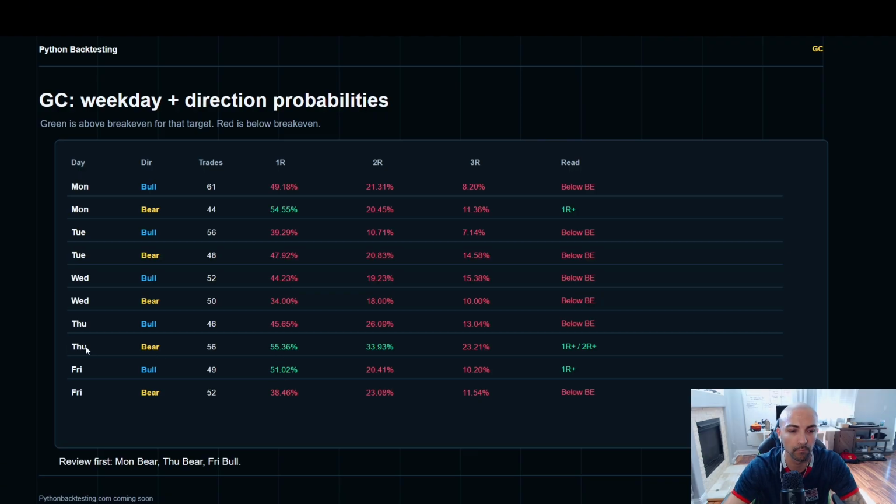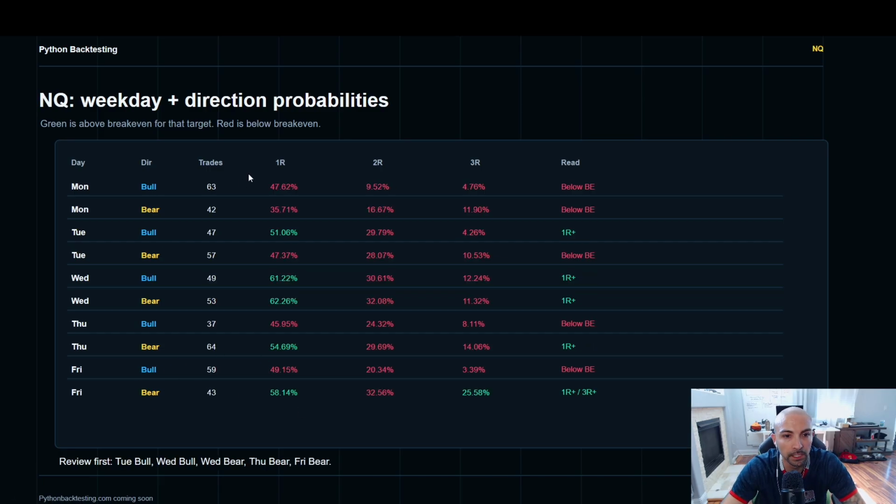All right. So it looks like for profitability, Thursday, if it breaks out to the bearish side, as a short, we had 56 trades recorded and a 55% win rate for a 1R, and even a 2R was profitable. Okay. And Friday, a little bit profitable as well at 51% for a bullish breakout.